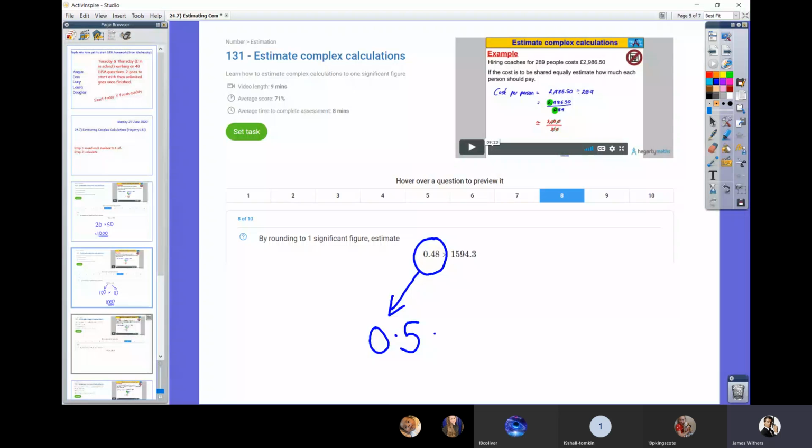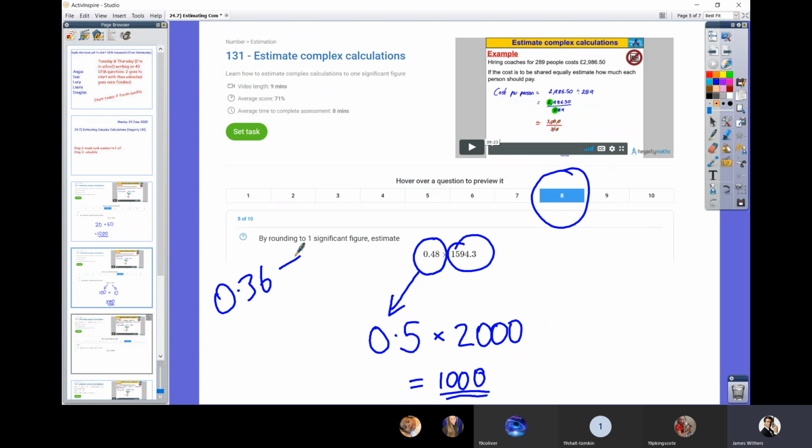Now, the second one's fine. 1,594.3 rounds to 2,000. Now, what is half of 2,000? Well, that's 1,000 again, as it happens. So just be very careful. Around question 8, you're going to get something where you need to be careful: 0.48 rounds to 0.5. 0.36 would round to 0.4. Just make sure that with these small numbers, you're not tempted to round them to 0 or 1.